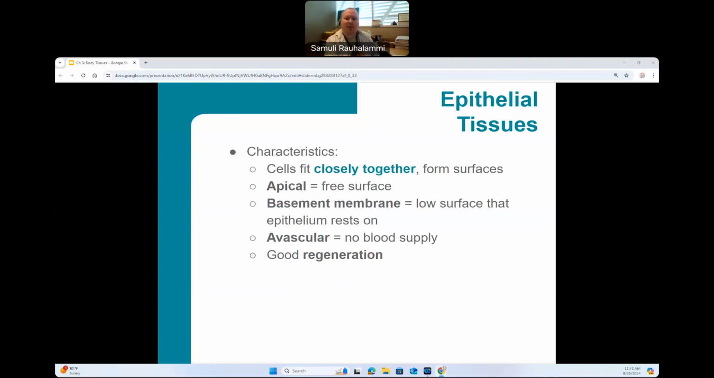Also, when we talk about epithelial tissues, we describe them as being avascular. So this means that there's typically no direct blood supply to these tissues. So they receive their nutrients and oxygen, for example, through the process of diffusion. We also see that epithelial tissues are characterized by quick regeneration. So they're especially good at dealing with the need for a high rate of recovery or healing.